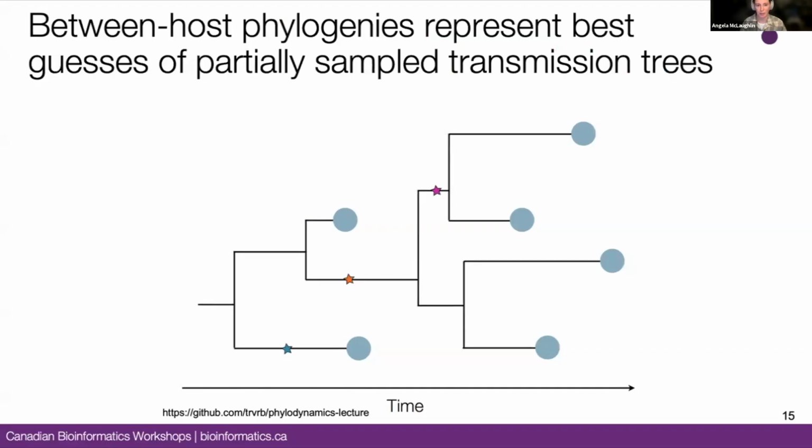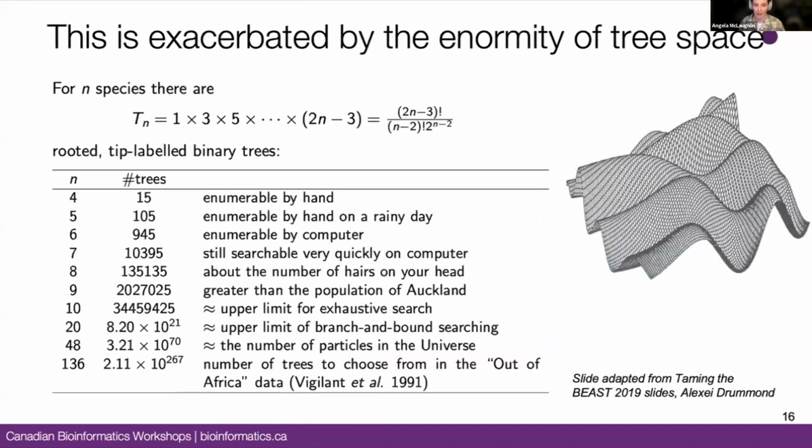And then we have the between host phylogeny inferred from these partially sampled tips, and it's really a best guess at the transmission tree. And it's even worse of a best guess because this is exacerbated by the enormity of tree space.